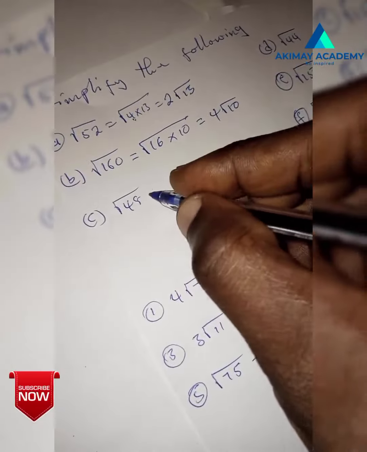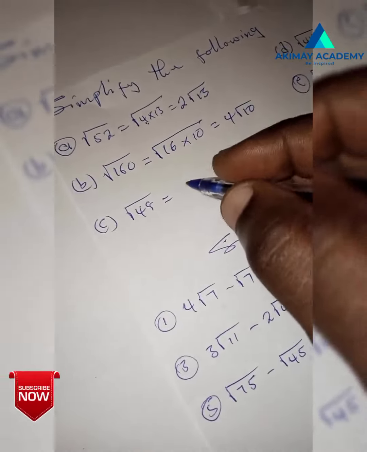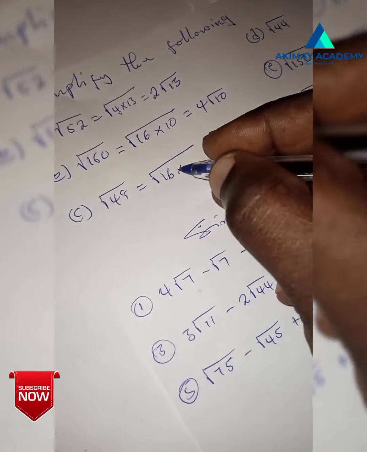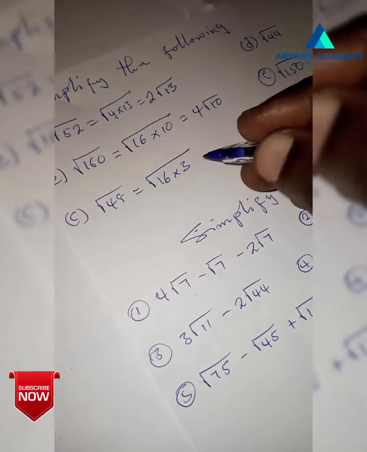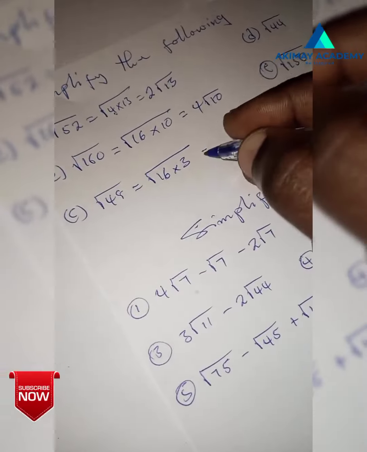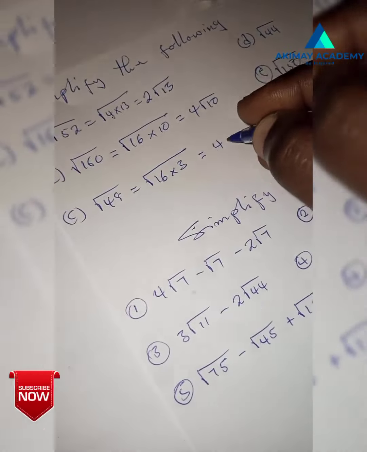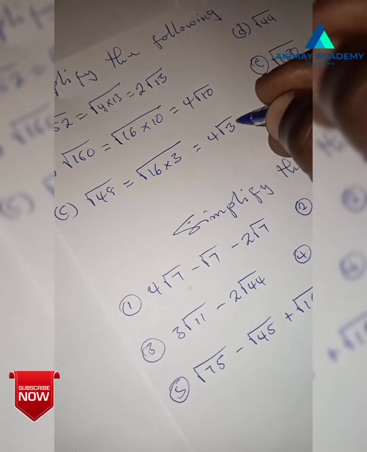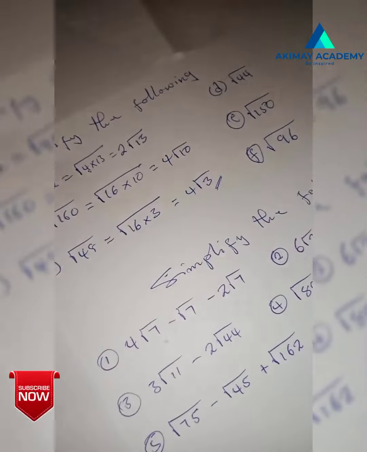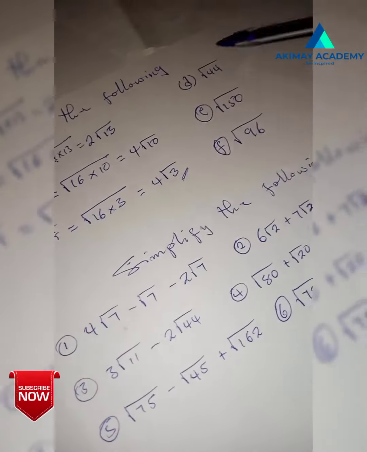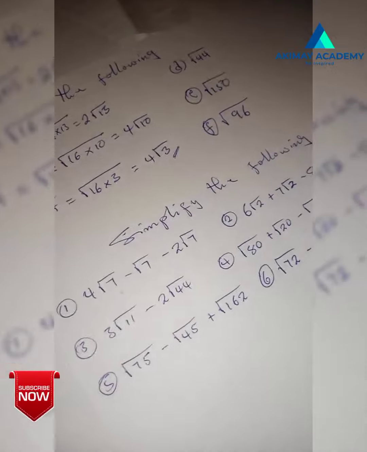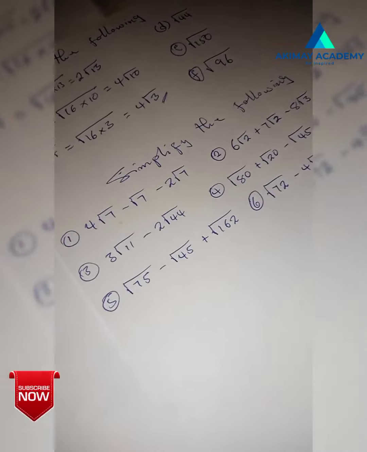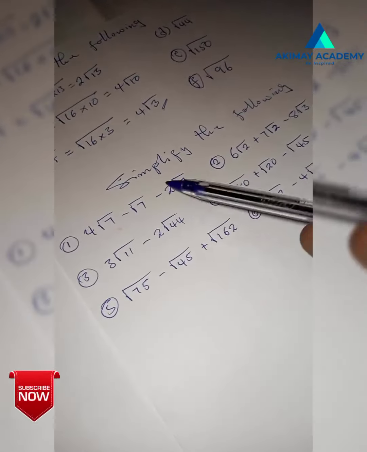The same thing can apply to this one as well, with the same principle. Here you can see we can have 16 times 3, which should give us 48, and therefore the square root of 16 is 4. Then the square root of 3 stays as the square root of 3. So these are the simplifications. You can try your hands on these ones as well. You have 3 over here to try your hands on, so that you can move on.